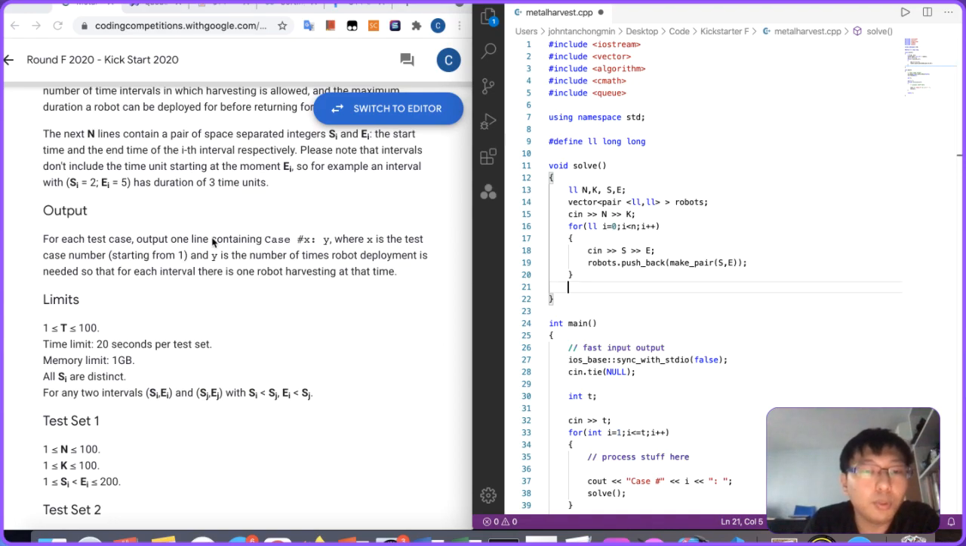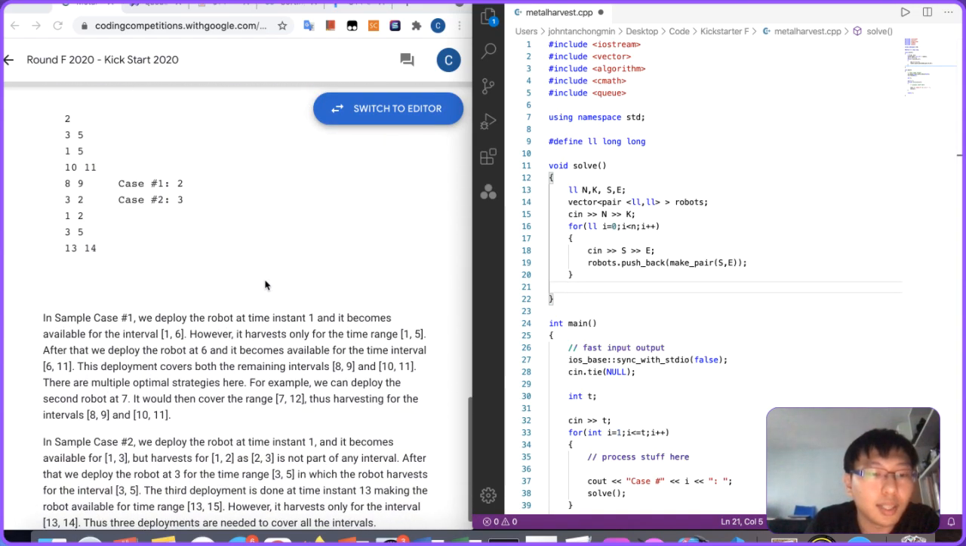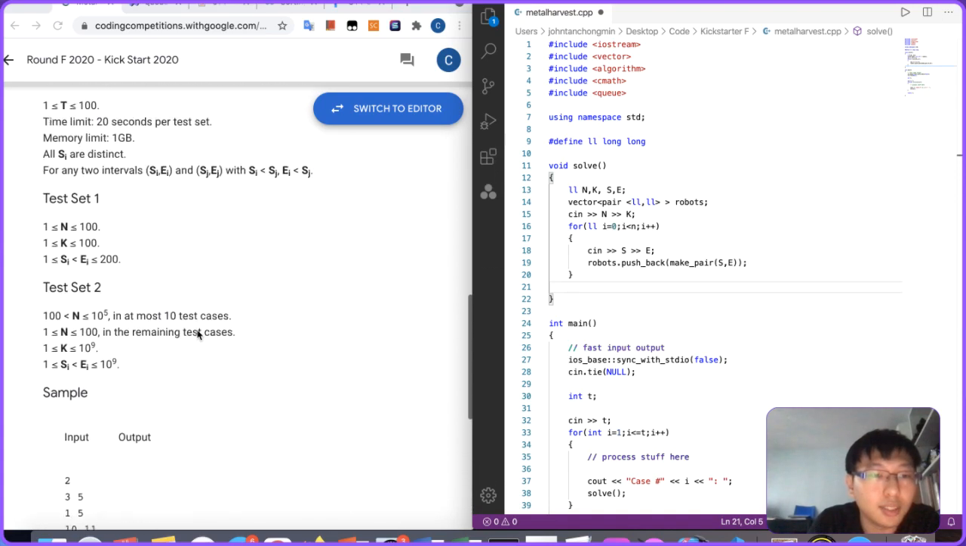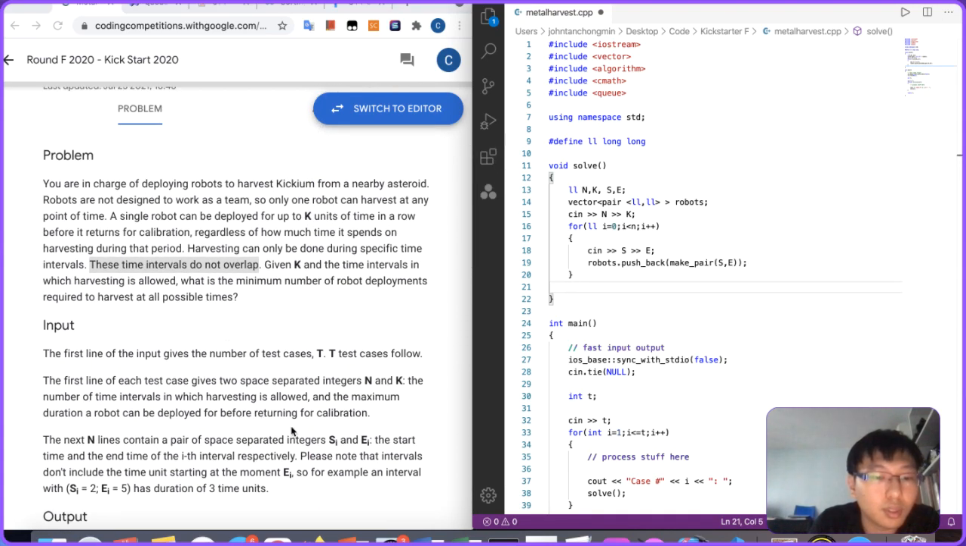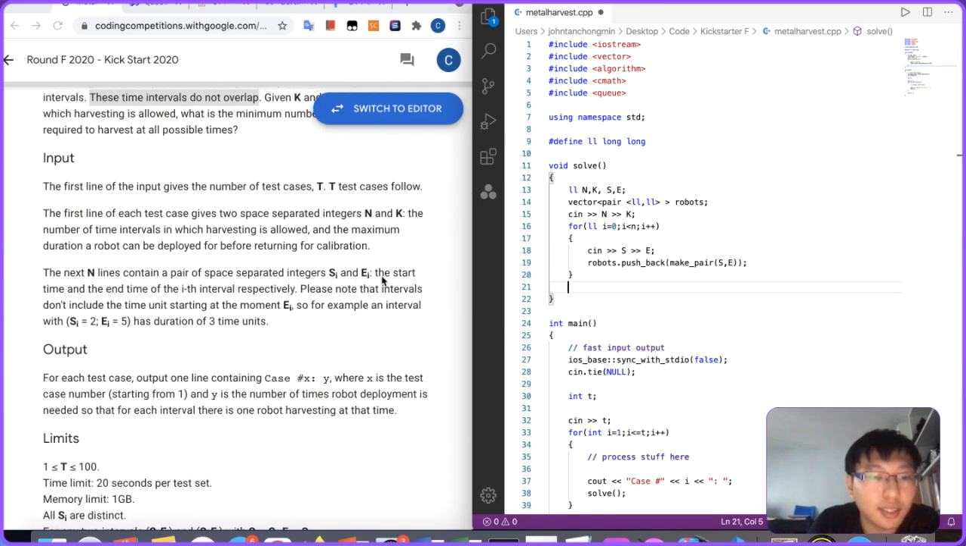Each test case outputs one line containing x, y, where y is the number of times robot deployment is needed, so that for each interval there's one robot harvesting at that time. Okay, let's see this sample case 1. We deploy a robot at time instant 1 and it becomes available for the interval 1, 6. However, it only harvests for, okay, so k is the time interval, what is k? Up to k units of time in a row, okay? But what's S and E? S and E is start and end.